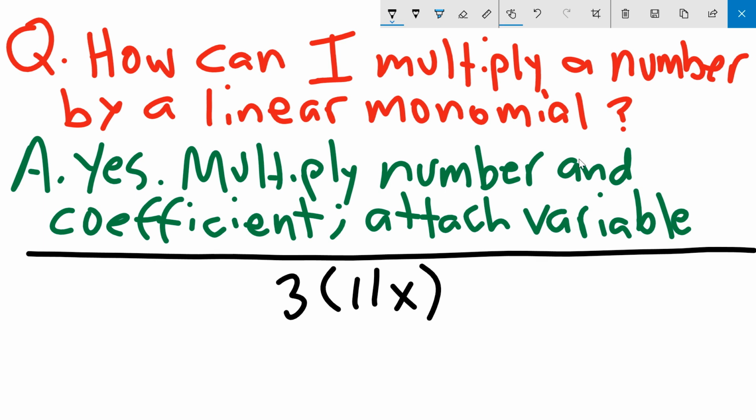Anytime an expression or a part of an expression tells you to multiply a bunch of things together, even if it's the parentheses that are telling you to multiply a bunch of stuff together, you can do this trick. And basically, all we're doing is we're taking 3 times 11, which gives us 33, tack on the variable x, and we're done. So we multiplied 3 times 11, tack on the x, right?